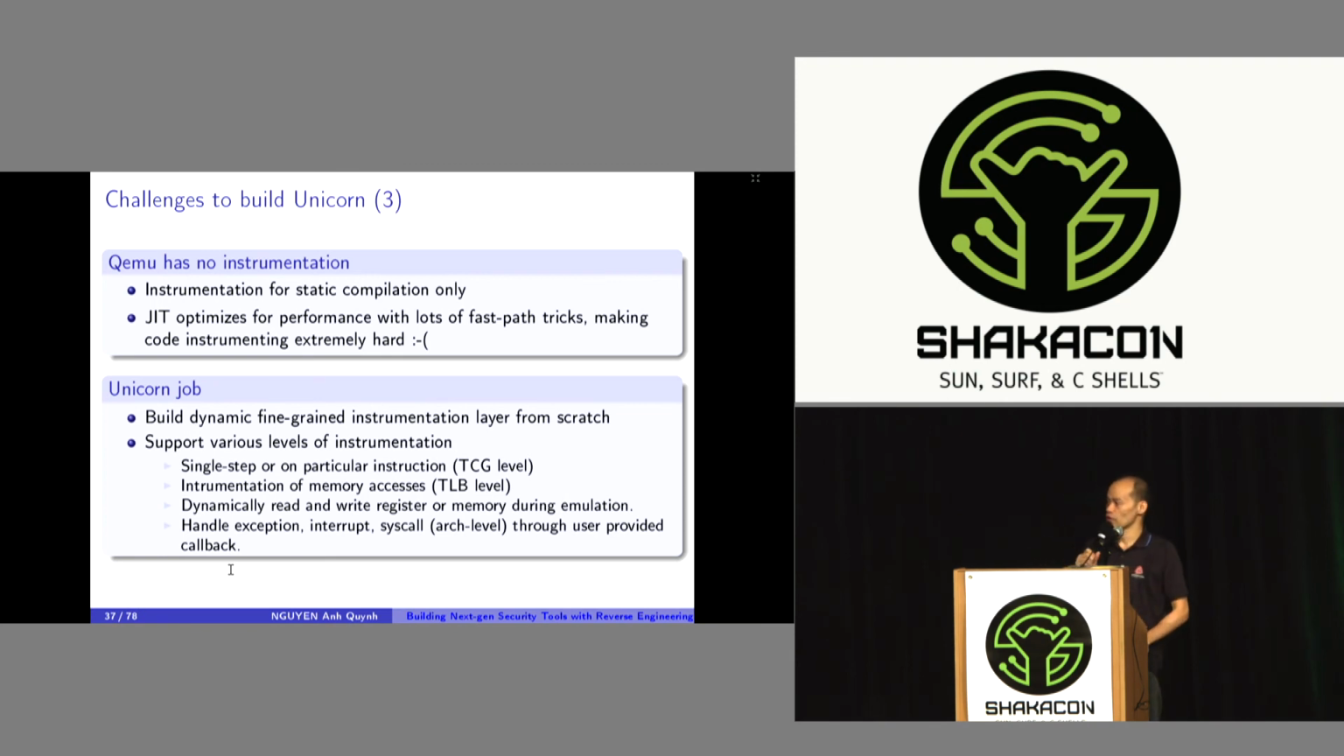The next challenge is that QEMU has no instrumentation inside. You cannot instrument QEMU. And also because QEMU uses a just-in-time compiler inside, it's very hard to instrument, because just-in-time compilers use many tricks to make the emulator fast. So for this challenge, it also took me a lot of time to build the fine-grained instrumentation layer for Unicorn from scratch. So I can instrument at every instruction, I can instrument at every memory access, and I can also get notified on all CPU exceptions, like interrupts or system calls.